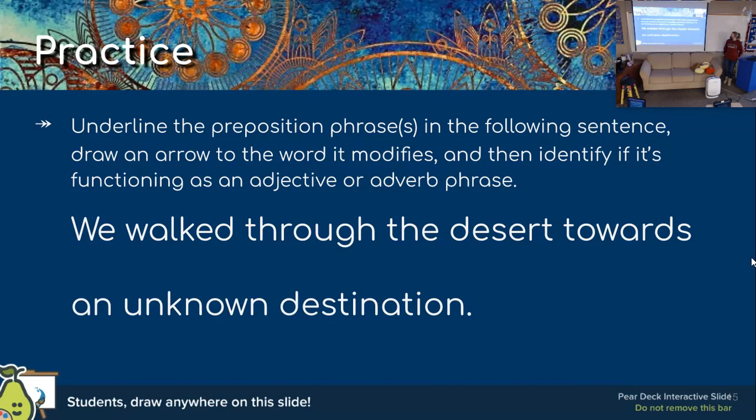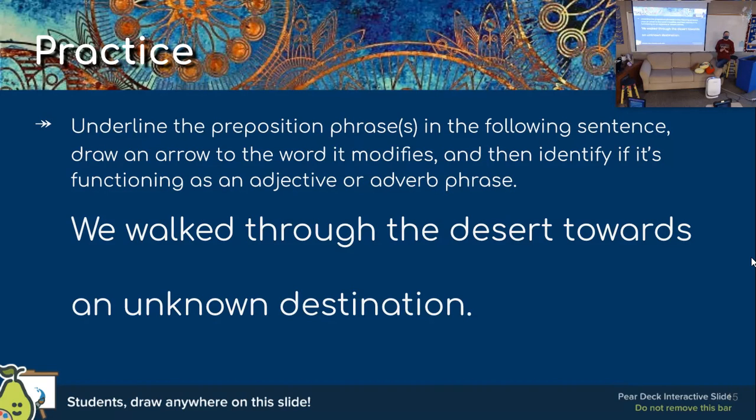We walked through the desert towards an unknown destination. So we have two prepositional phrases in this sentence. Who can give me one? Creighton, can you give me one of the prepositional phrases? Through the desert is the first one. Where's the second one? Logan, where's the second one? Towards an unknown destination. So those are our two.